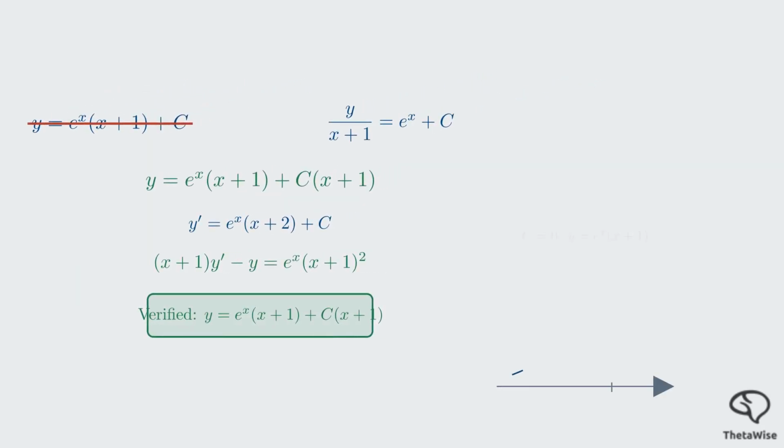For the representative member c = 0, y(0) = 1, so the point (0, 1) lies on the curve. At x = 1, y = 2e.